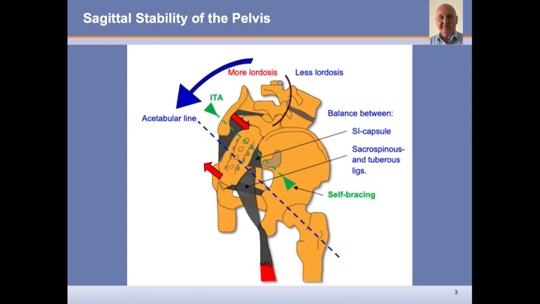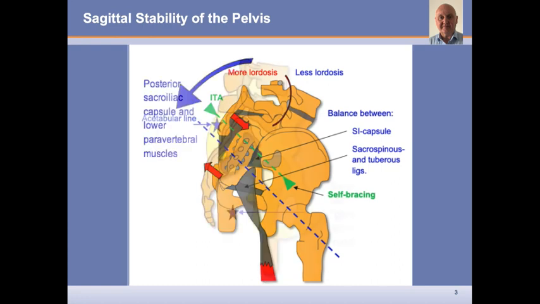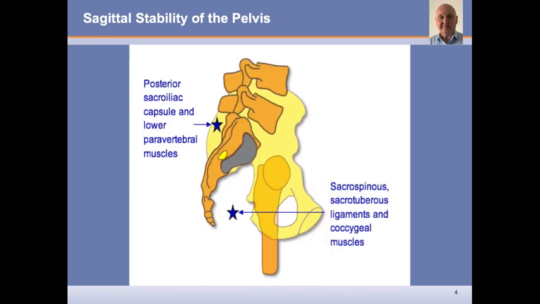There are also some elastic structures that maintain the balance between the descending and ascending forces. These structures are capsules and ligaments. We find them on the superior-posterior side of the sacrum between the ilium and the sacrum. I'm talking about the sacroiliac posterior capsule and, on the other hand, the ligaments that we can find on the anterior lower part of the sacrum. These are the sacrospinous and sacrotuberous ligaments.